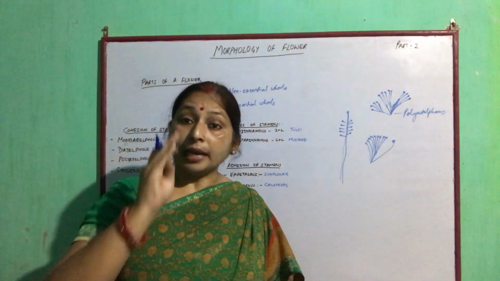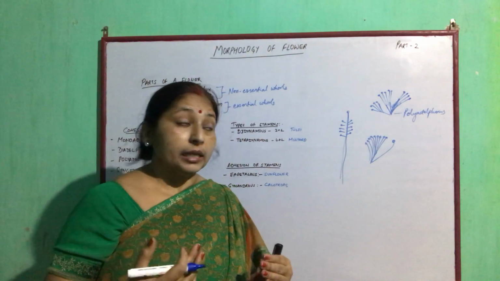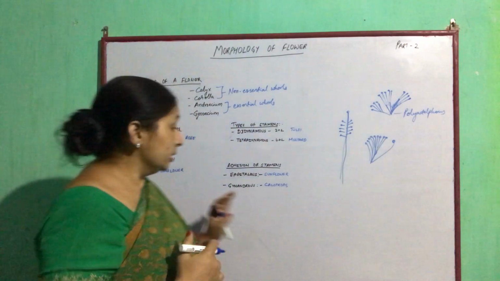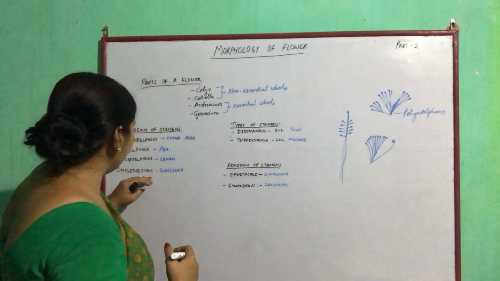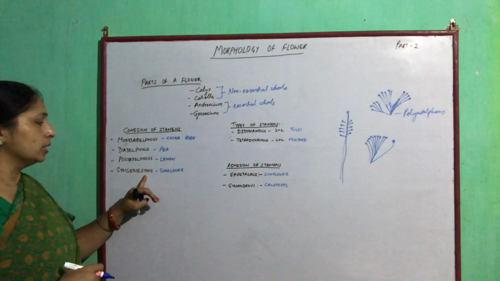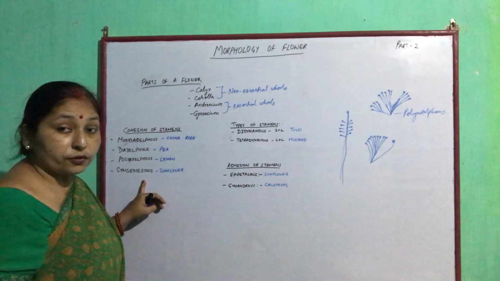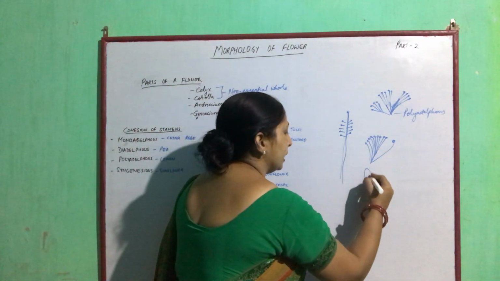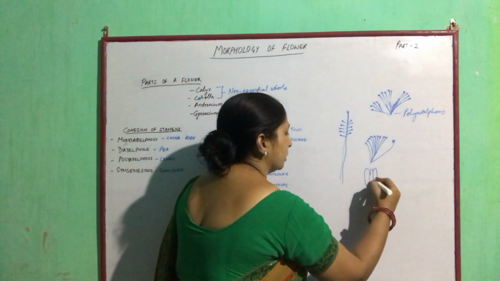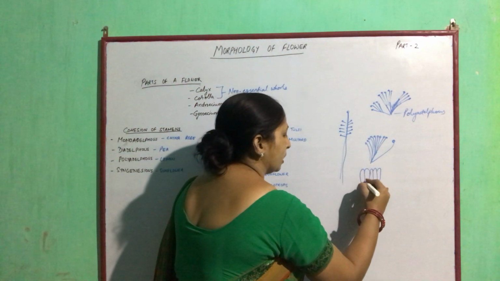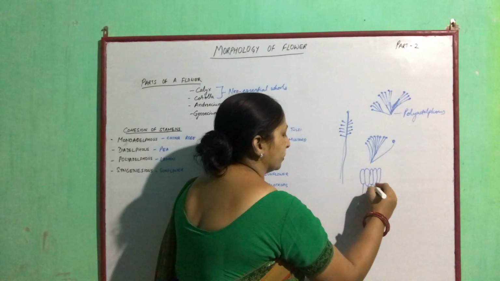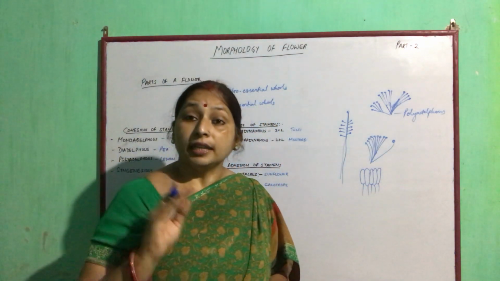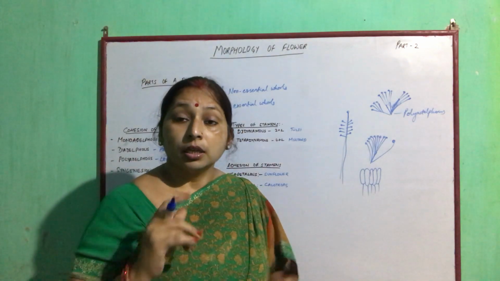Here the stamens unite, but in certain cases the stamens are free and the anthers unite. The last topic is syngenesis. Syngenesis, an example is sunflower. In syngenesis, the anthers remain attached like this, and the stamens are free. Anthers are attached, stamens are free, then it is syngenesis condition.